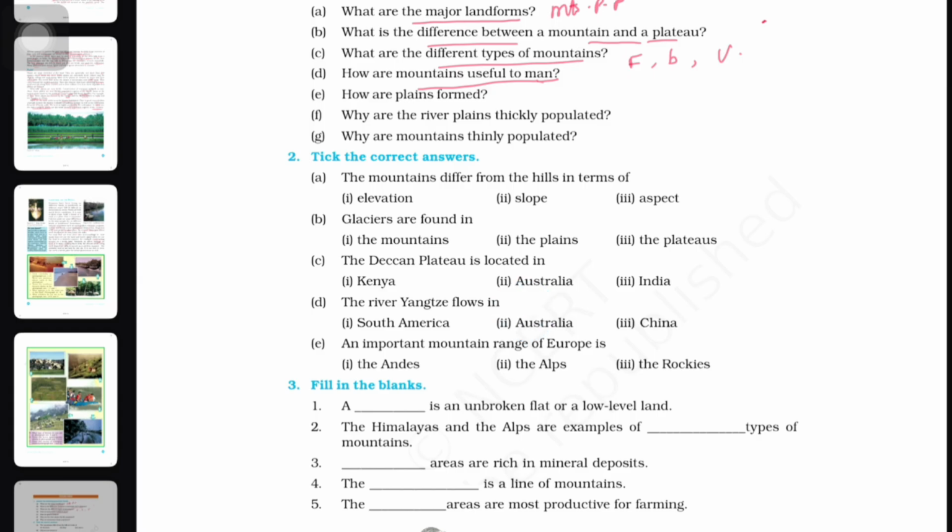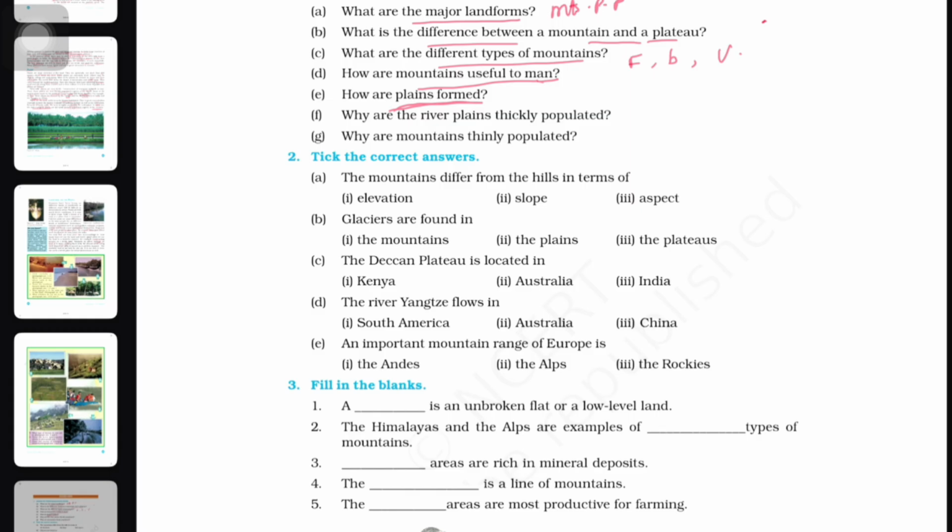Next one, how are plains formed? Plains are formed basically due to deposition of sand, silt, and other material carried by the rivers. Rivers flow down the slope of the mountain and erode them, and they carry forward the eroded materials, and then they deposit their load in the plains, which after a few years leads to the formation of plains, which are highly fertile and suitable for human habitat.